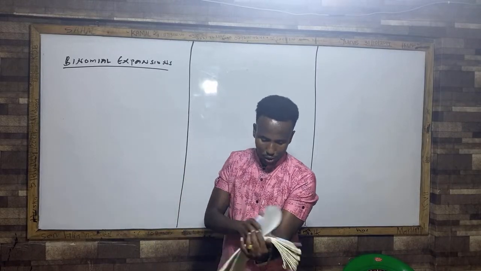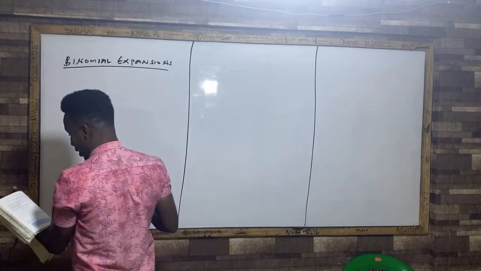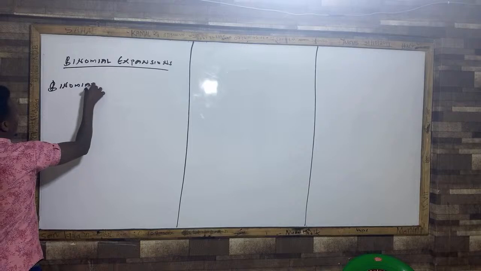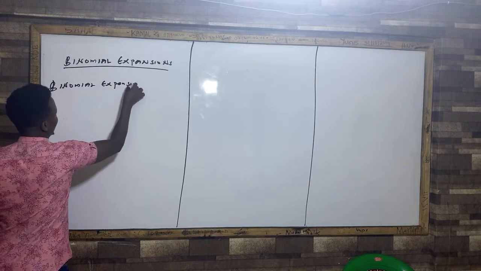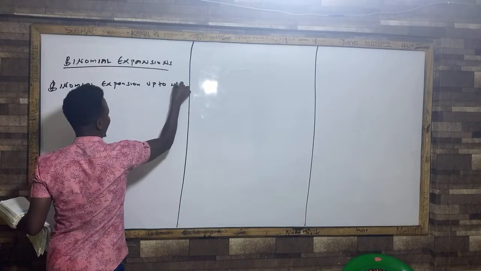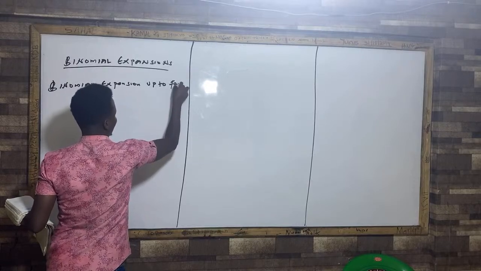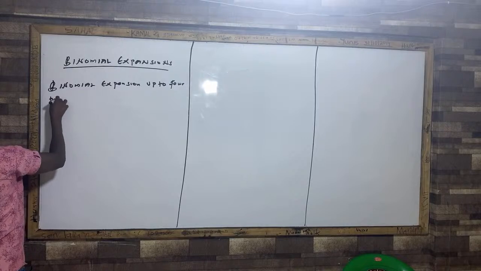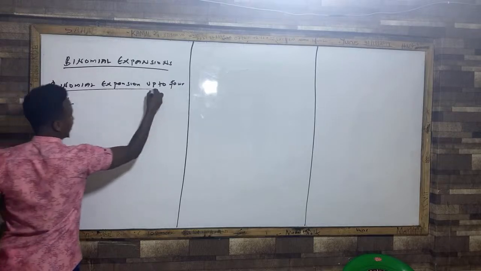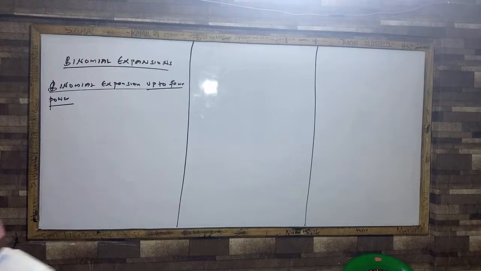The first thing we're going to see is binomial expansion up to 4 power. Let me write it in full: binomial expansion up to 4 power. I know you all have a problem with this thing, so let's discuss it at length, okay?